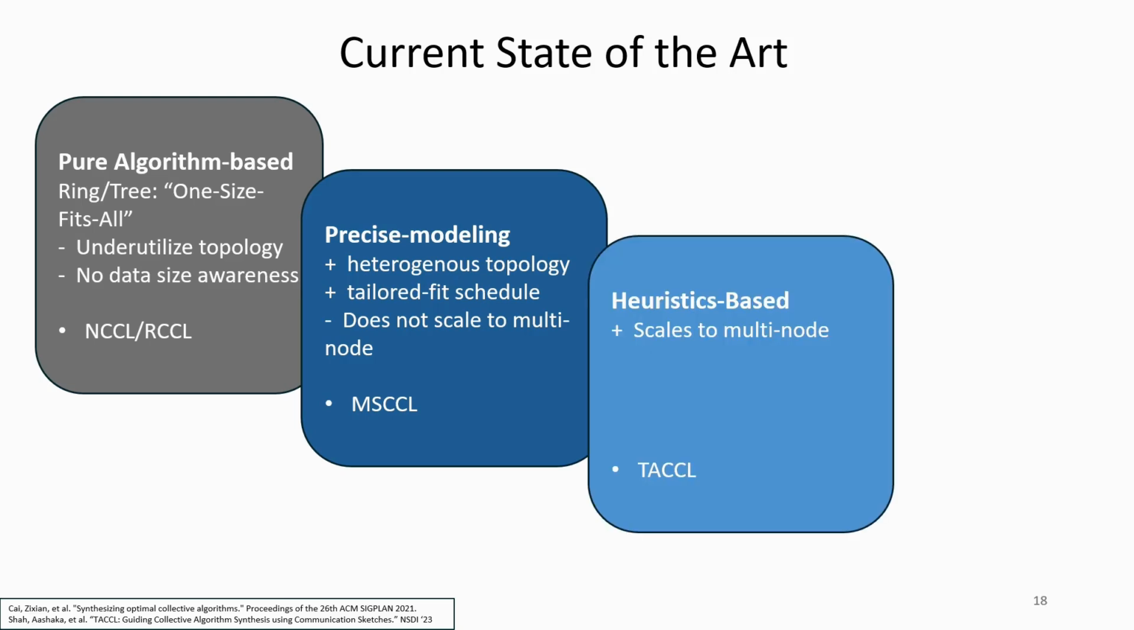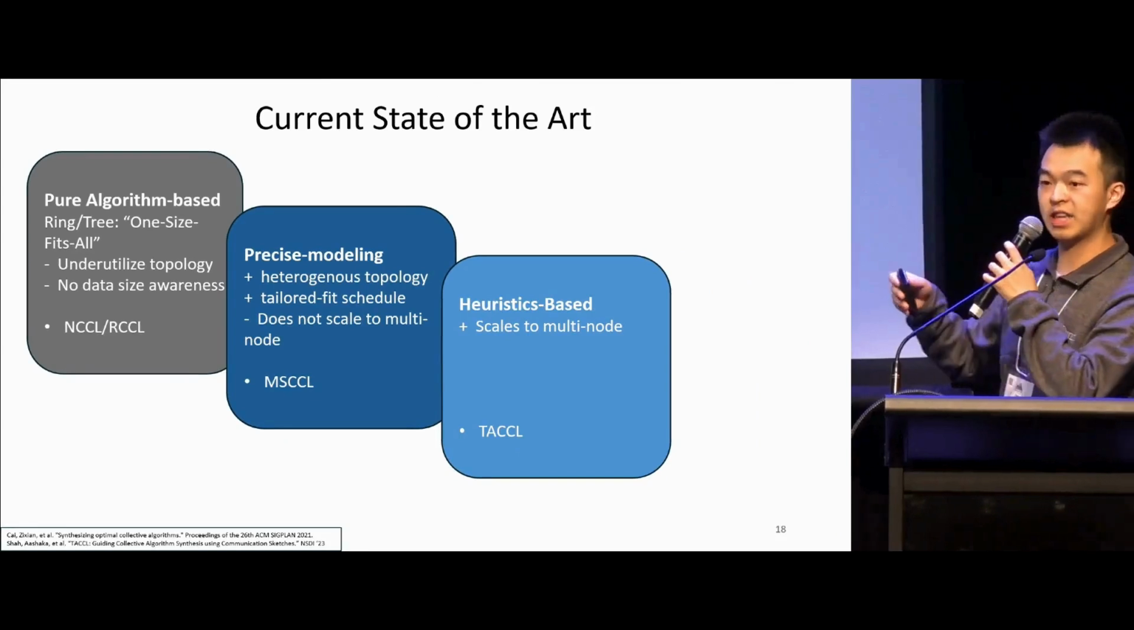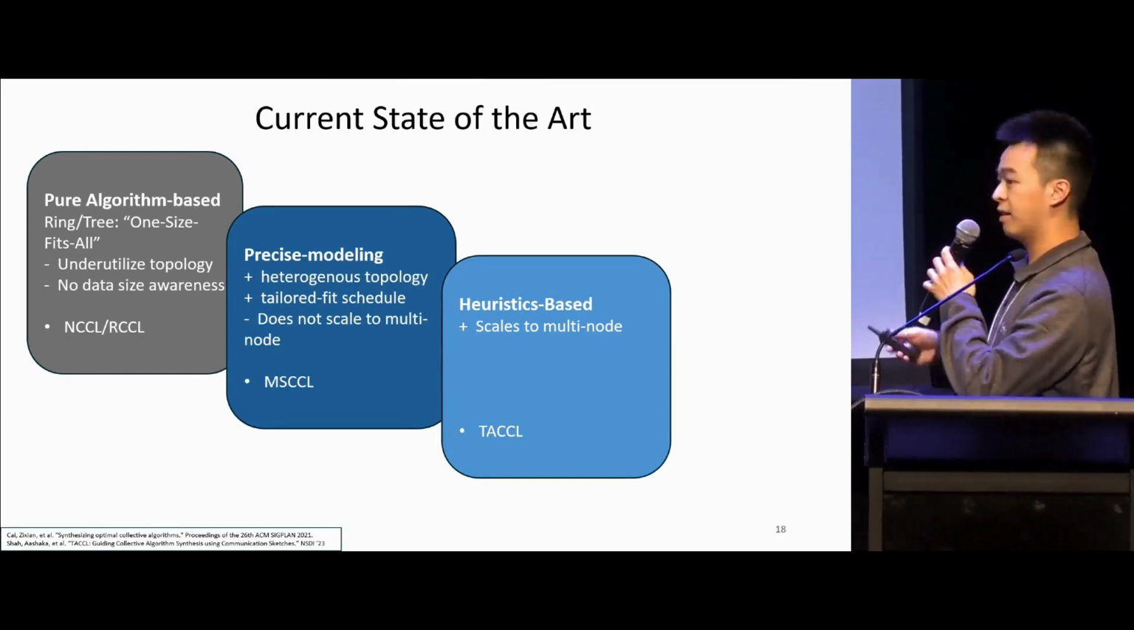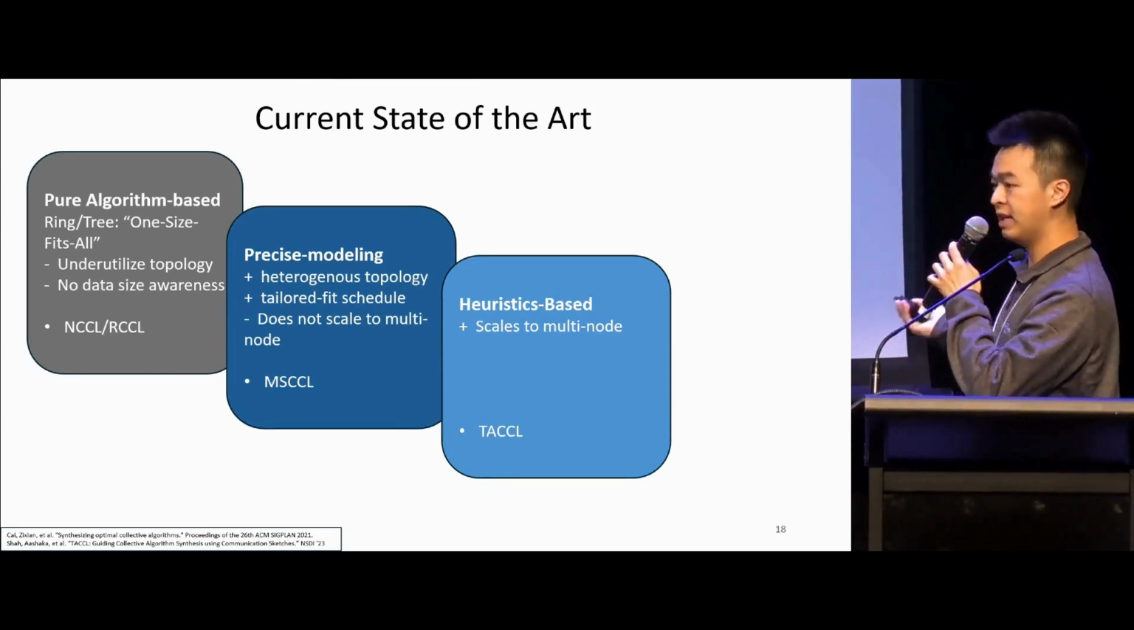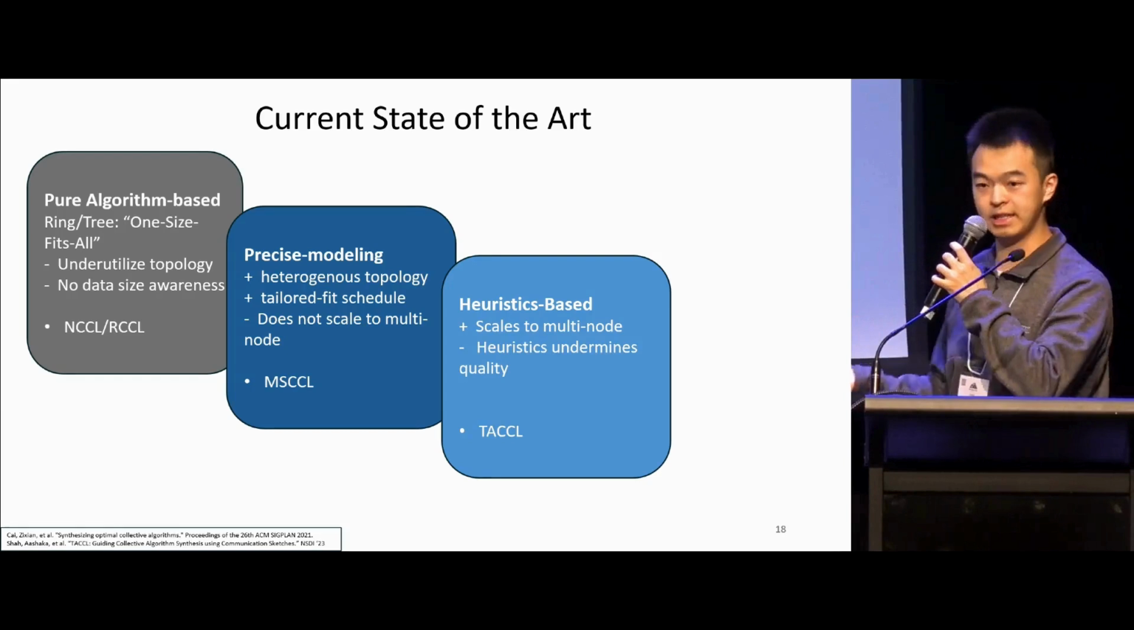So a second class of approaches falls back on increasingly rough heuristics in order to increase scalability. Heuristic-based schedulers like TACCL are much better at scalability. However, their heuristics undermine quality.